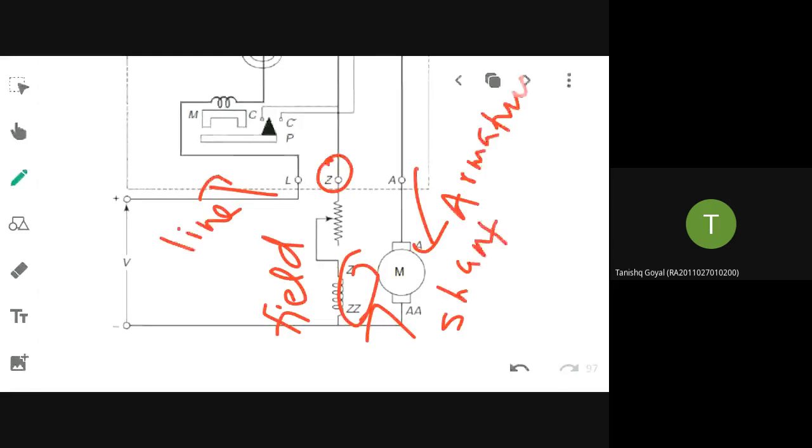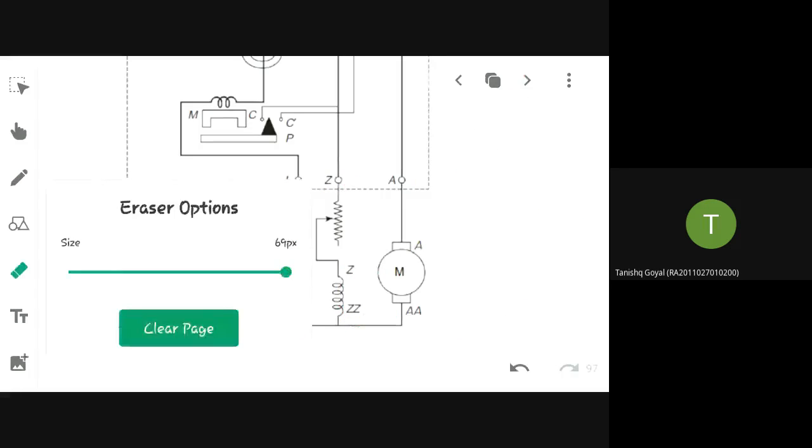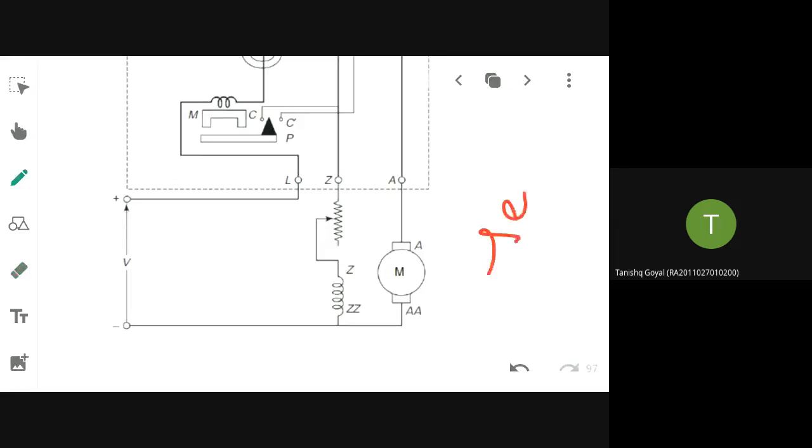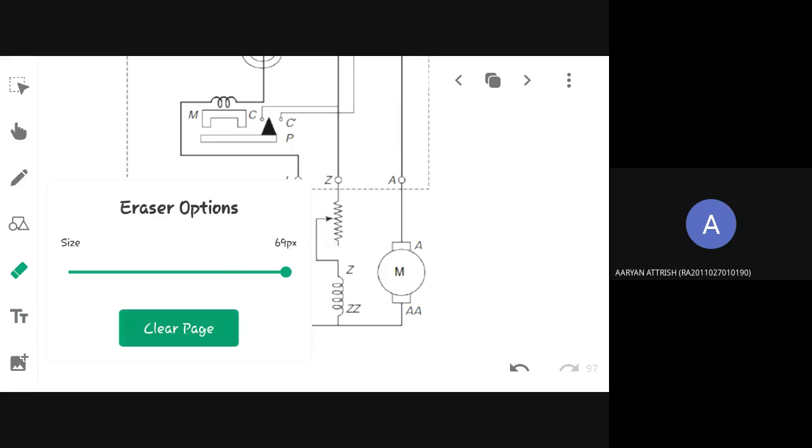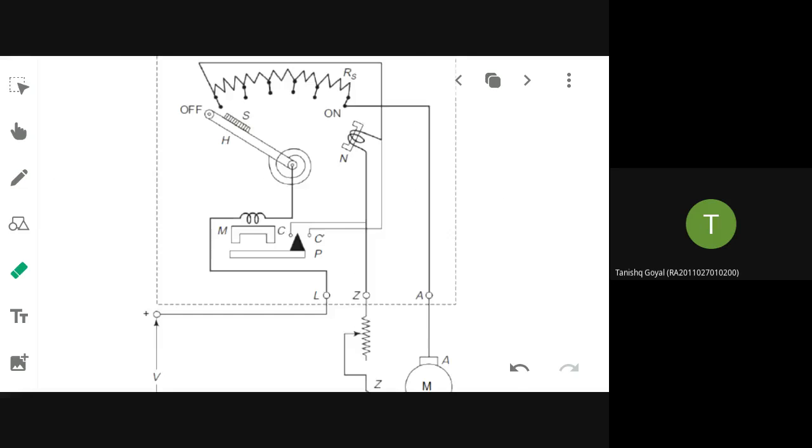Suppose if it is a series machine, where will the field be? That is a question. Suppose consider this is a series machine. Then this field will not be here. It will be connected here. This will be a series winding. So in that case you don't need the extra point. So how many points will be there if it is a series machine? 2 point. That's why a 2-point starter is used for series motor. Okay, understood the difference?